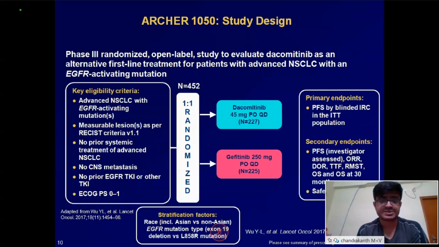It was a 1:1 randomization of 450 patients, and you can see dacomitinib versus gefitinib, 45 milligram once a day versus 250 once daily. The primary endpoint was progression-free survival. One was by the investigator and the other was by the blinded independent review committee. The secondary endpoints were overall response rate, duration of response, time to treatment failure, overall survival, overall survival at 30 months, and safety and patient-related outcomes. The stratification was done based on Asian versus non-Asian, and EGFR mutation type, exon 19 or 21.